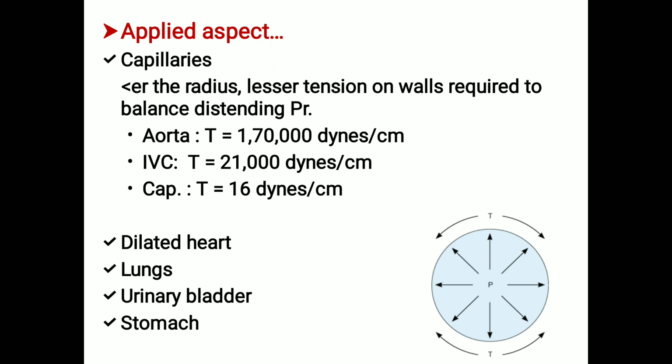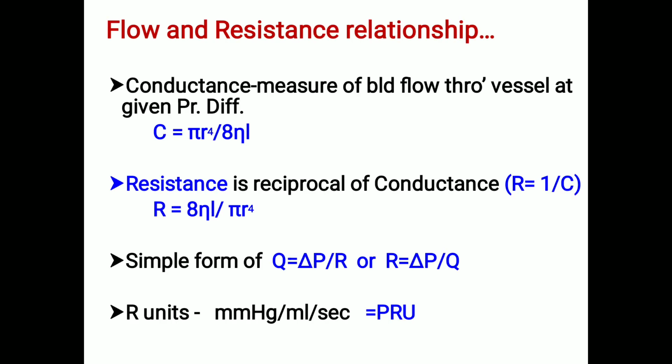Like capillaries: the smaller the radius of the blood vessel, the lesser the tension necessary to balance the distending pressure. That is why the thin-walled and delicate capillaries are less prone to rupture. The capillaries are less prone to rupture because their diameter is very small, so less tension is developed in the walls, which is necessary to balance the distending pressure.